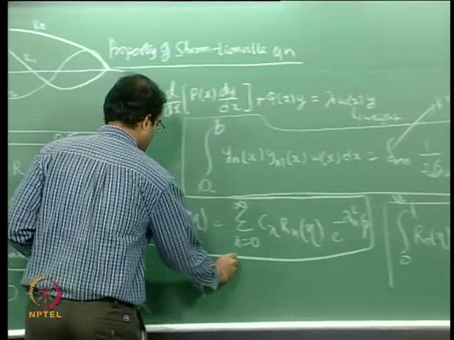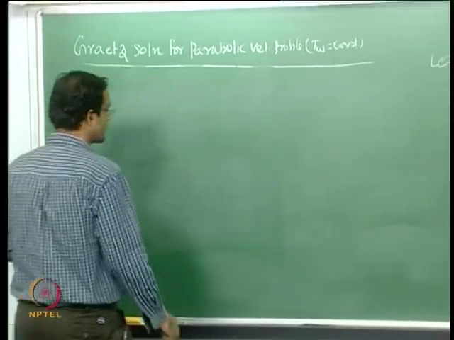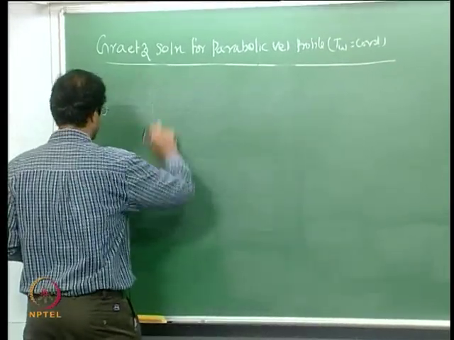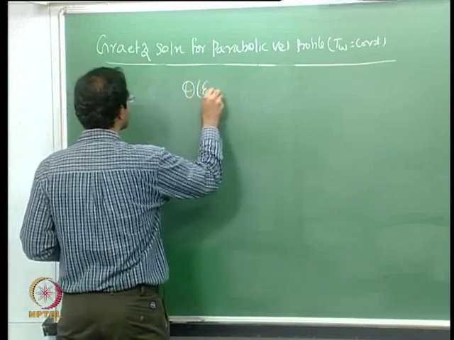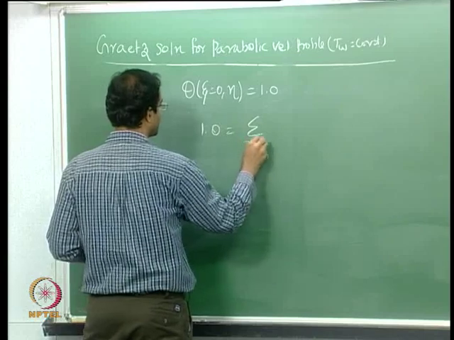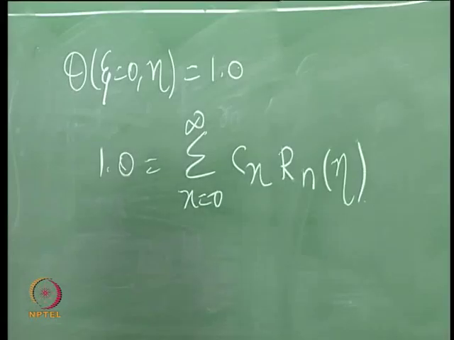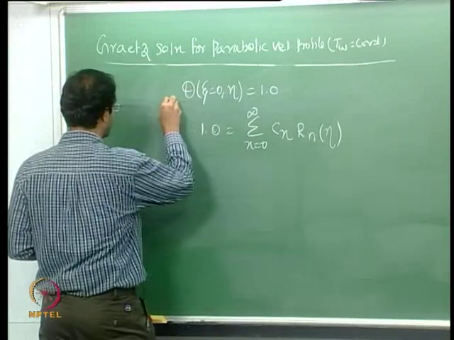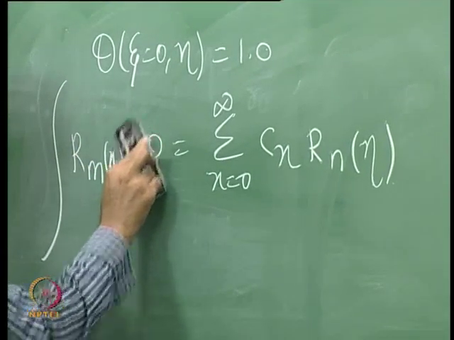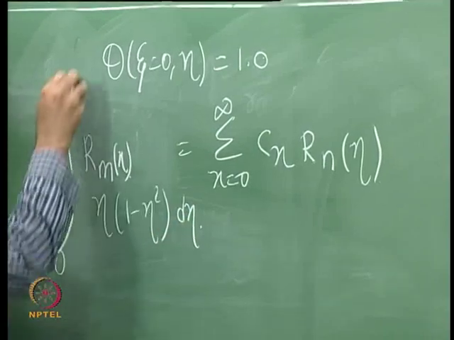Let me call this equation number 1, and I am going to multiply both sides by Rm and integrate. Before doing that, I will apply the condition at zeta equal to 0, which is equal to 1, therefore 1 equals summation n equal to 0 to infinity Cn Rn of eta into e power minus lambda n square zeta, that is 1. So I can now multiply both sides by Rm of eta and the weighing function, okay. The weighing function is here eta into 1 minus eta square d eta, and integrate from 0 to 1.